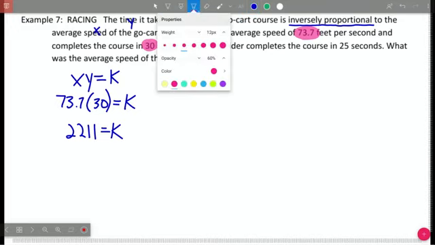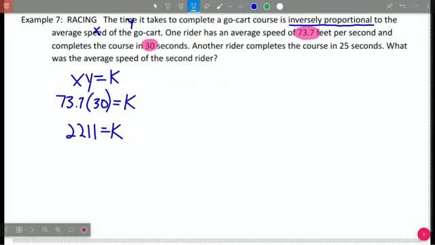If I then continue through the problem, we see that we have another rider who completes it in 25 seconds. Now, using maybe what you already know or using what inverse variation represents, if we have somebody who's completing the course in a quicker time, or in less time, we know that the speed is going to have to be faster or greater than the first rider. So that's kind of important to know as we go, to make sure that what we're getting as an answer really does make sense.